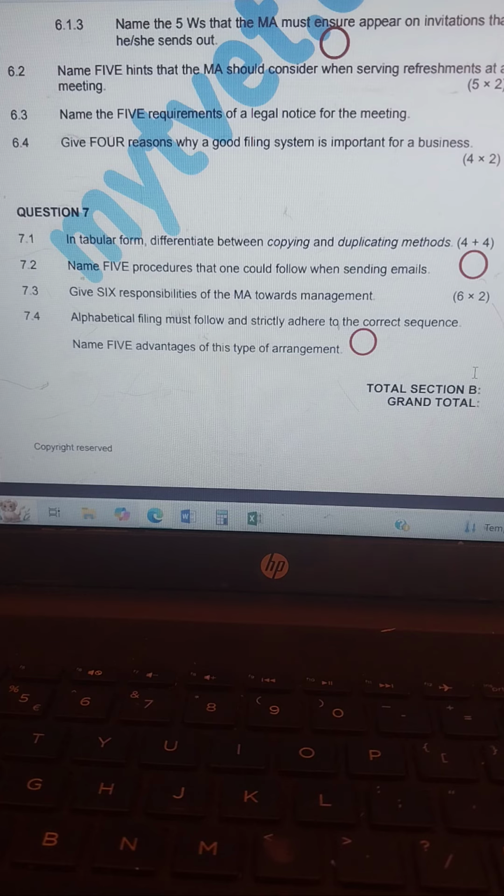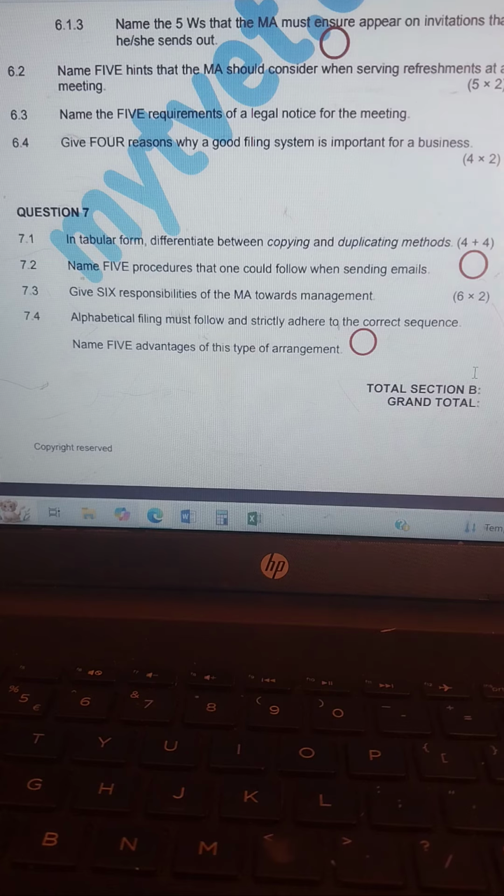Name the 5 requirements of a legal notice for the meeting. Number 1, a signed and dated notice must be sent out by an authorized person. Number 2, the notice must be unconditional. Number 3, the notice should state the type of meeting. Number 4, the notice should clearly state the date, time, and venue of the meeting. Number 5, the notice period is prescribed by the constitution of the organization.